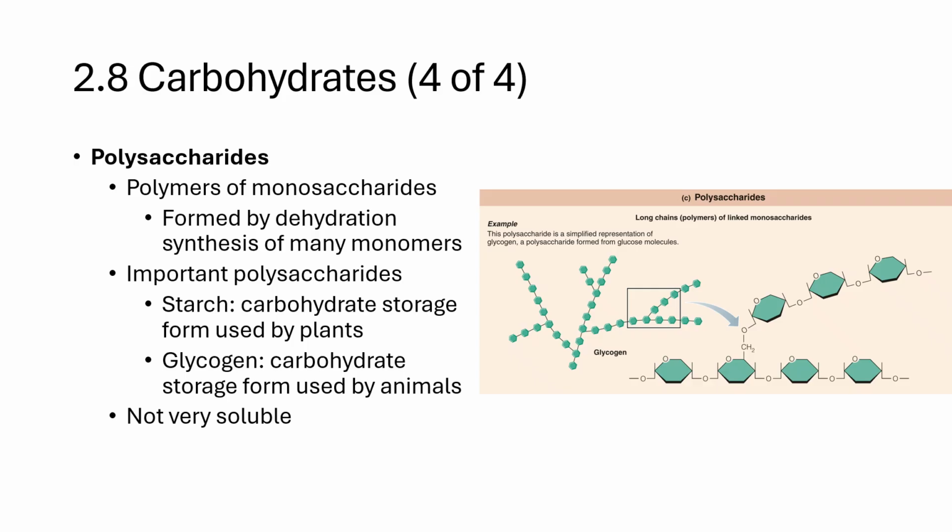Polysaccharides. These are polymers of monosaccharides. So we take a sugar, a sugar, a sugar, and we're bonding them together now. It can either be all single sugars, or disaccharides forming with 2 others, but it's just multiple monosaccharides chained together. These are formed by dehydration synthesis. Same thing, it releases water. Important ones on here are carbohydrate storage, starch and glycogen, and these are not very soluble.